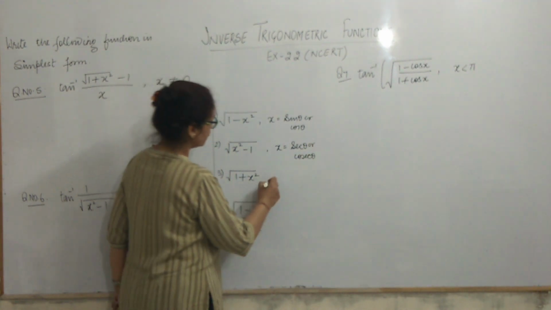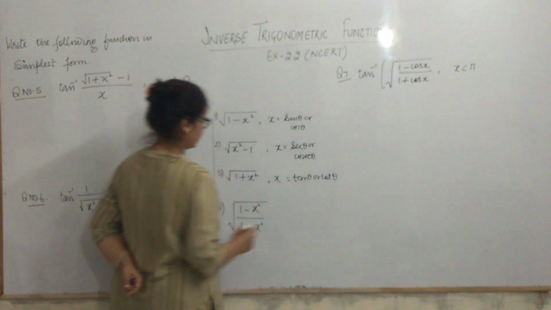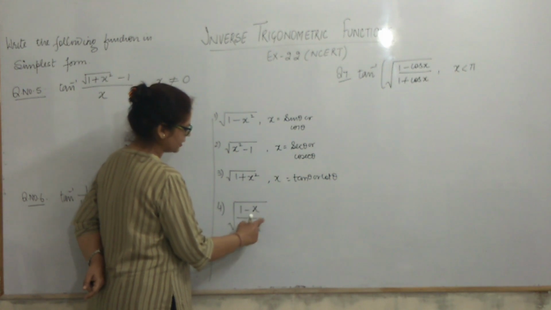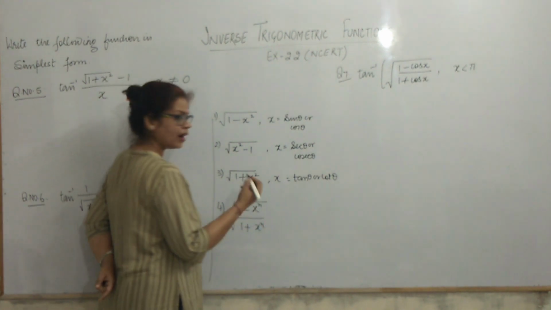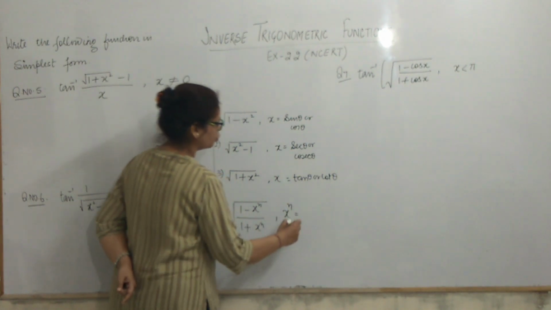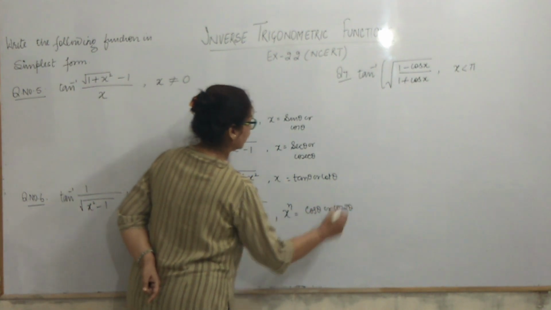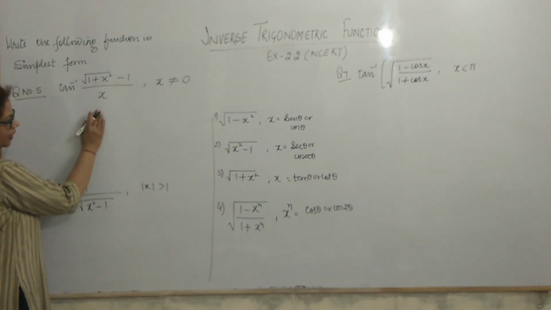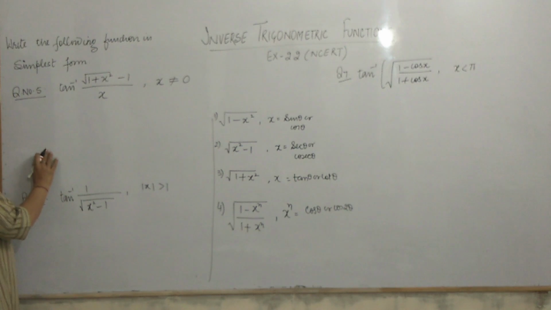For square root of 1 plus x square, x is equal to tan theta or cot theta. For square root of 1 minus x square upon 1 plus x square, or x to the power n is there, any power is there, and with square root, always put x to the power n equal to cos theta or cos 2 theta, whatever you like. So tan inverse of square root of 1 plus x square minus 1 upon x, if you look at it, this falls in the third category. x is equal to tan theta or cot theta.